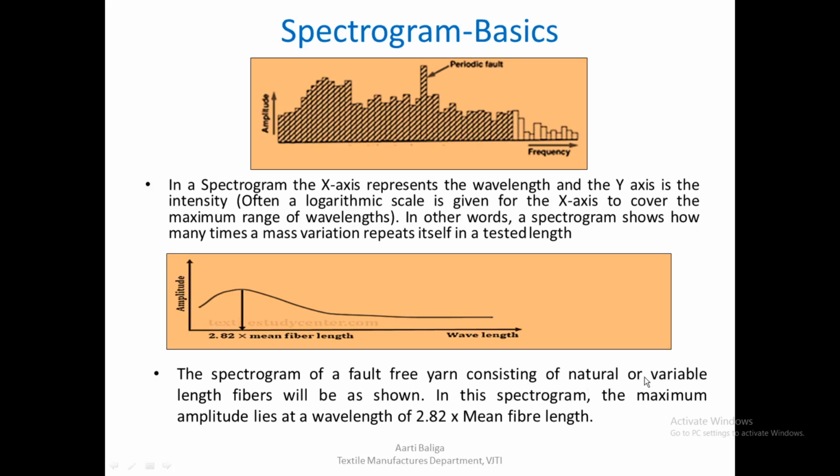This is a fault-free yarn which consists of natural or variable length fibers. It will look like this, without any peaks. In this spectrogram, the maximum amplitude lies at a wavelength of 2.82 times the mean fiber length. So whatever fiber you are using, its mean fiber length multiplied by 2.82, somewhere approximately at that wavelength, you will find a peak. And this peak is a normal peak. It's a gentle curve. As you can see, there are no ups and downs in this particular graph.